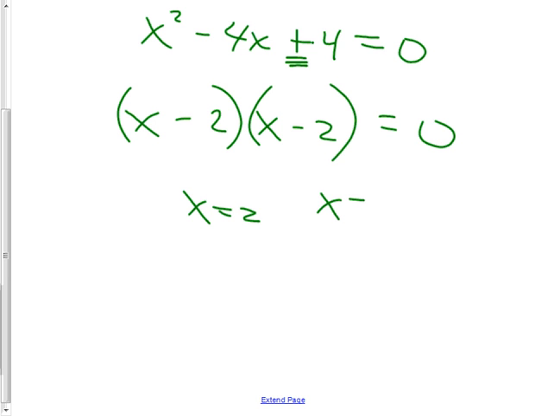And x equals 2. It's a double bounce. It's got 2 answers that are the same thing. You can just write it once, or you can write it twice if you want to. It won't hurt. Yes. Yes, read it.